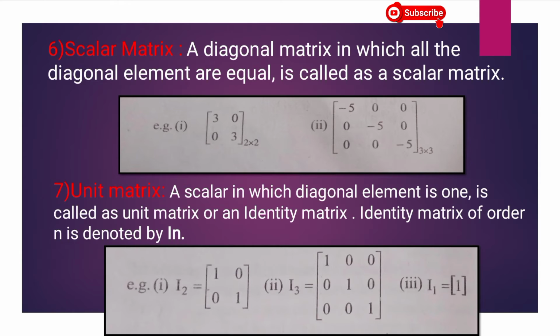The seventh is unit matrix. A scalar matrix in which every diagonal element is 1 is called a unit matrix or an identity matrix. Identity matrix of order n is denoted by In. Now this is the example.